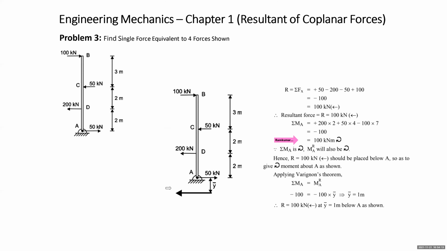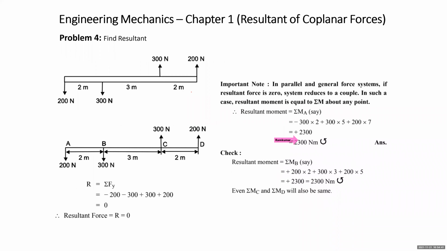So you have seen that in the last 3 problems, we have found the resultant of a parallel force system. In the first 2 problems, we found the resultant when the force system was vertical. In this problem, the force system is parallel to the x-axis. Now the next problem, which I'll take, you'll find that when the resultant force is 0, what to do in that case?